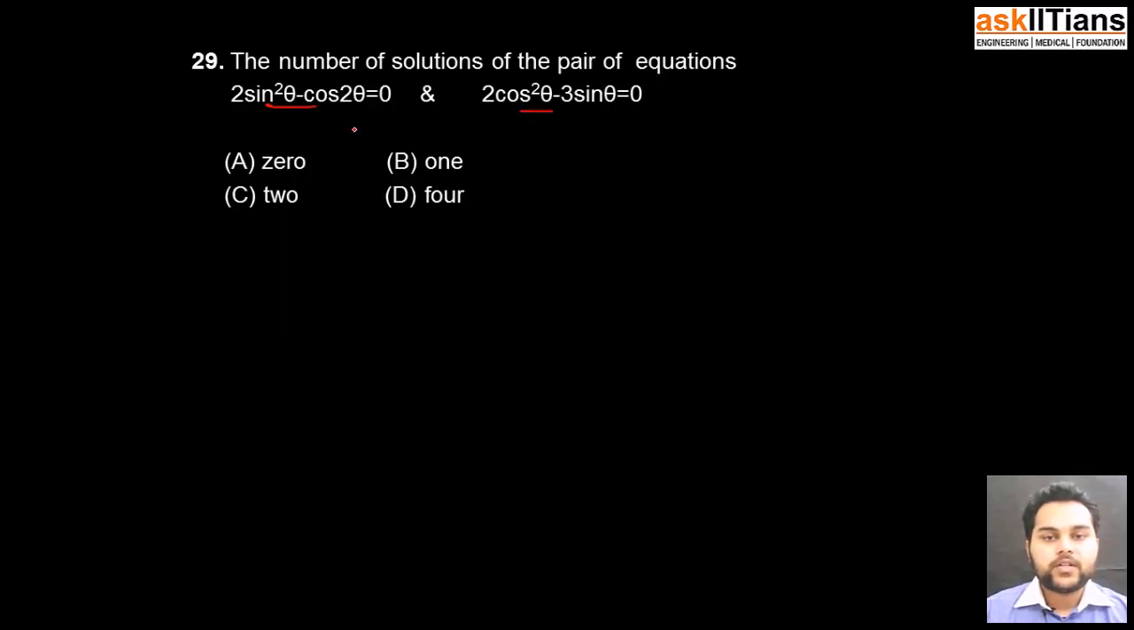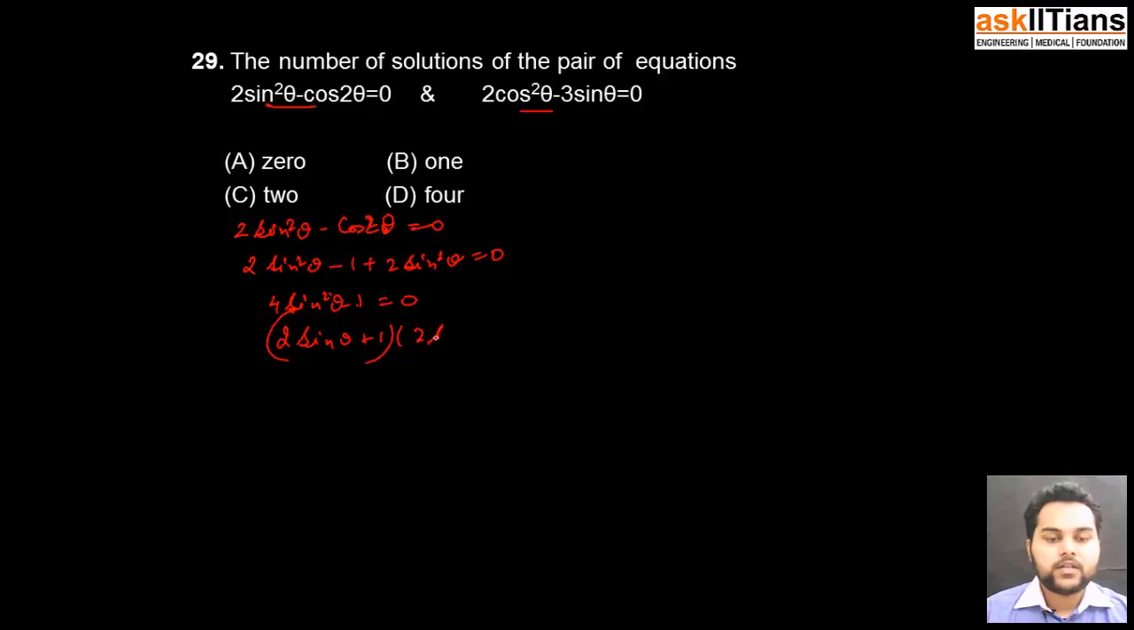Two equations are given to us. We have to find the number of solutions for the pair of equations. The first equation is 2 sin²θ − cos 2θ is equal to 0. I will have cos 2θ written in terms of sin²θ, that is 1 − 2 sin²θ. That gives me −1 + 2 sin²θ is equal to 0. I will have 4 sin²θ − 1 is equal to 0. So that gives me 2 sinθ + 1 and 2 sinθ − 1 as factors. So the values of sinθ that are achievable are −1/2 and +1/2.